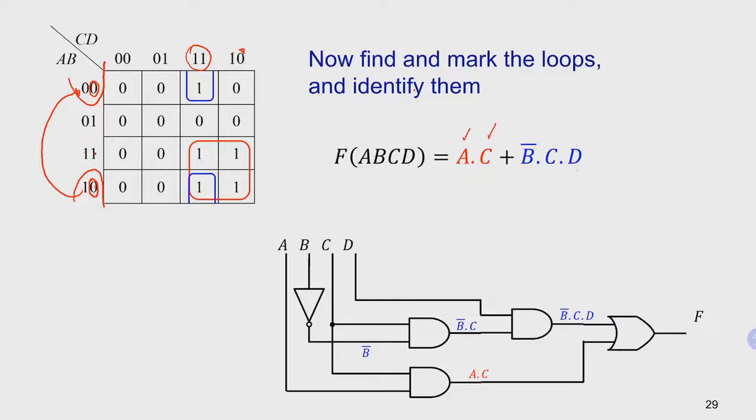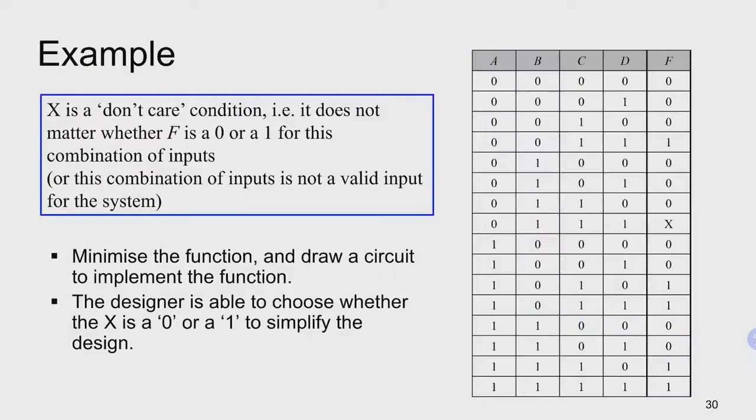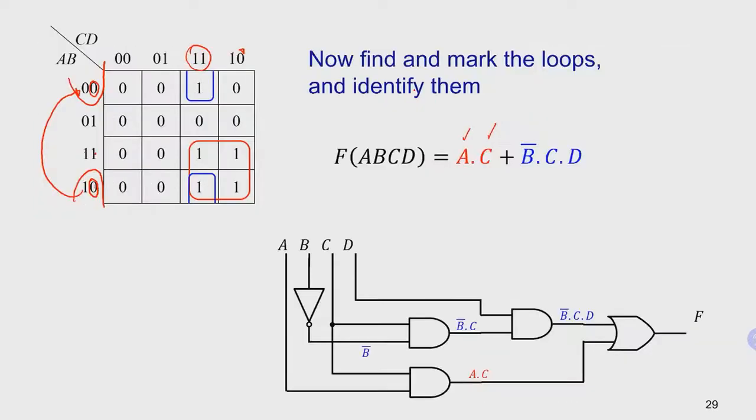Then we implement it into a circuit. We have B through a NOT gate, and then we have AND gates to AND all these variables, and then all together to end up with the final function. Okay, so that is 4 variables.